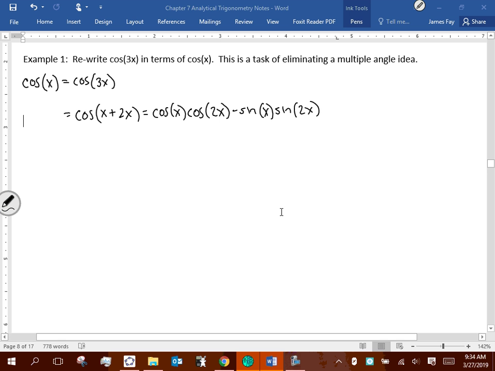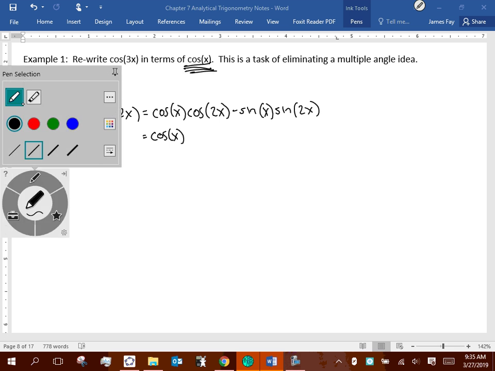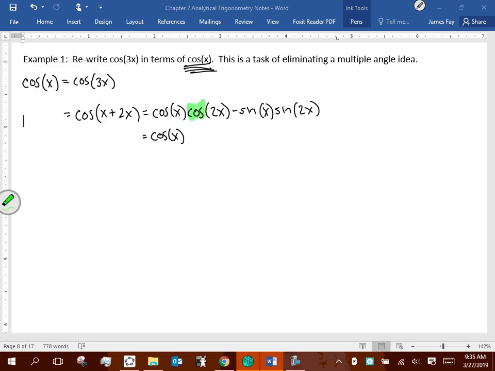Is that appropriate? Okay. Now, this cosine x is going to be cosine x. And I'm working through this in regards to trying to write things with cosine only. So now I get to this step right here.